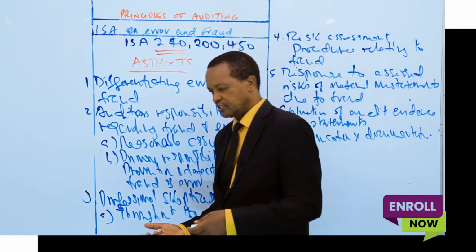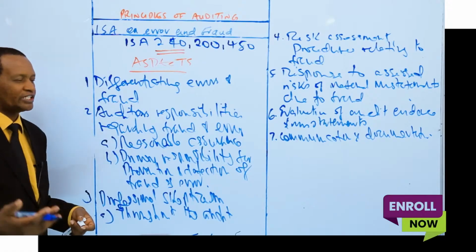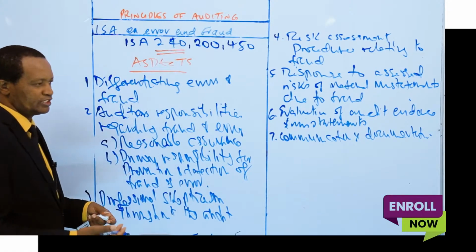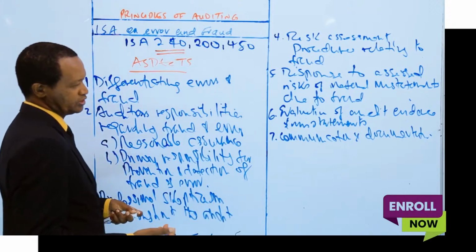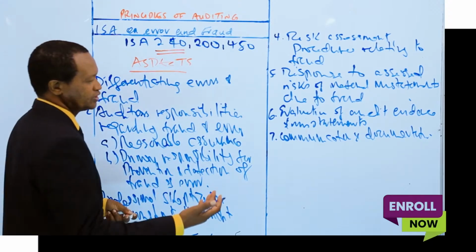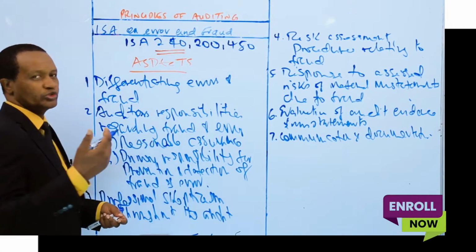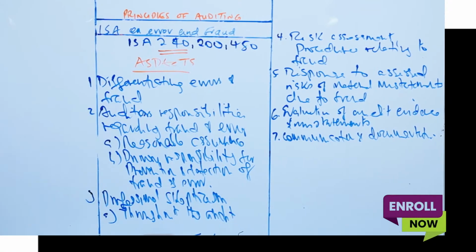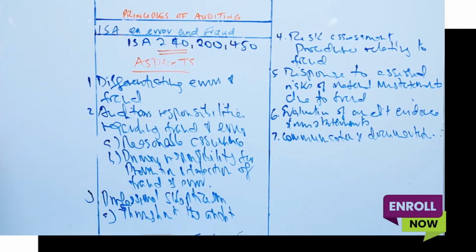So do you understand, Candice? Communication and documentation. The auditor has to communicate with management. But sometimes the management may also be part of the fraud. If the management are part of the fraud, then the auditor is required to communicate with those charged with governance. Those charged with governance could be the board of directors. You understand?